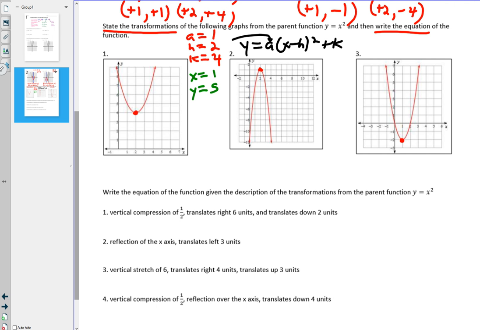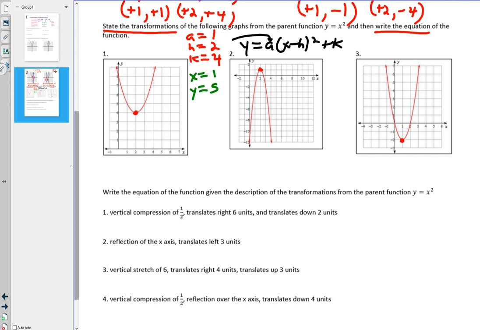Is there an x-axis reflection? No, because a is not negative. Is there a stretch or compress? No, because a is 1. Is there a translation? Yeah, there's 2 of them. What are the 2 translations? 2 units to the right, and 4 units up.